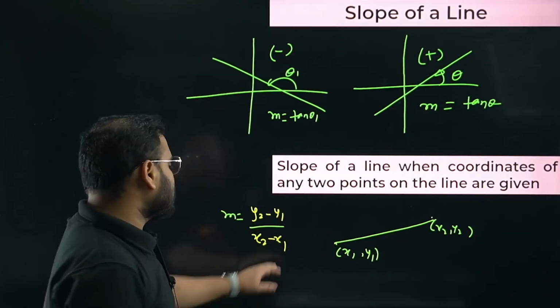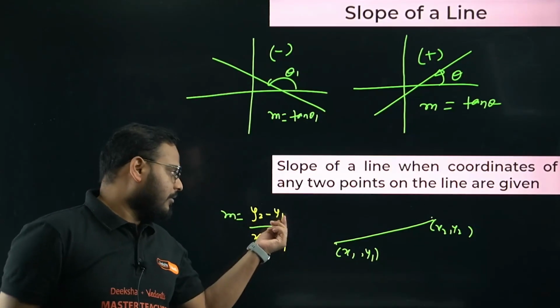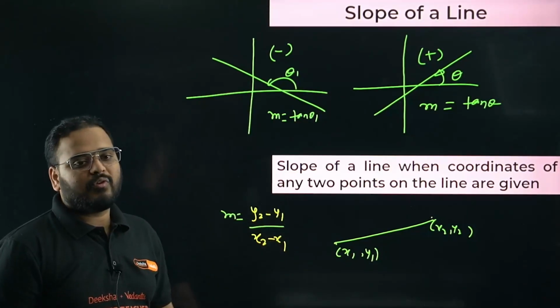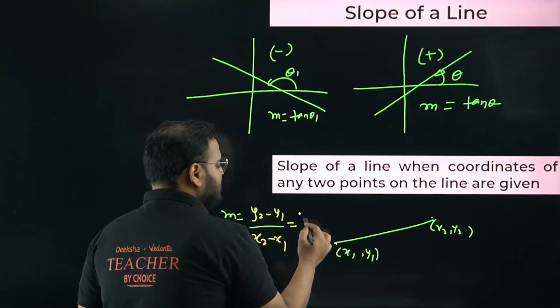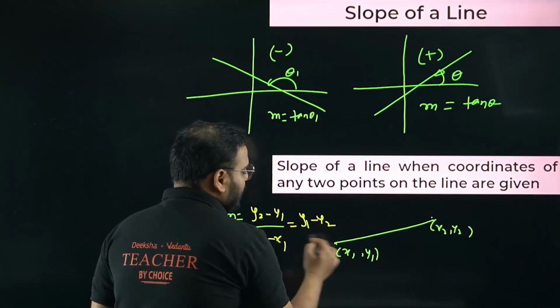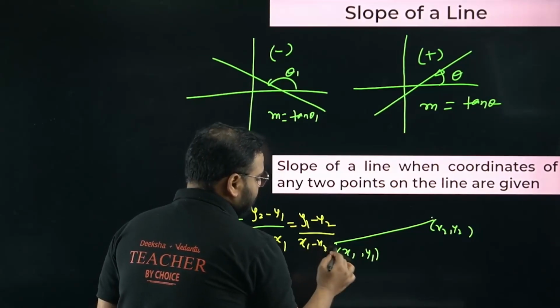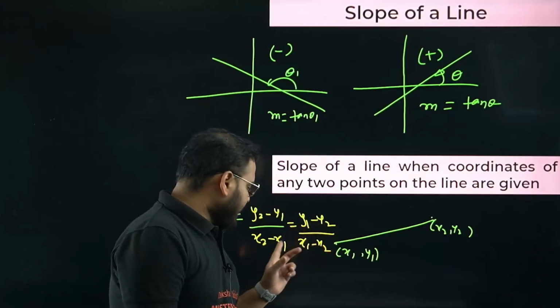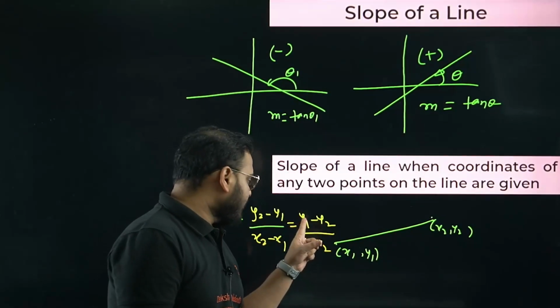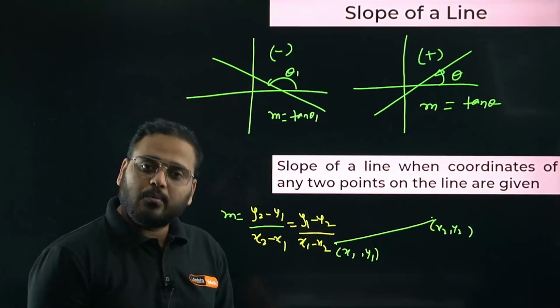You can write this as x1 minus x2 also. Basically you can write this as y1 minus y2 upon x1 minus x2 and it will remain the same. But don't take y1 minus y2 over here and x2 minus x1 over here. If you're writing y1 first, write x1 first. I hope this is clear.